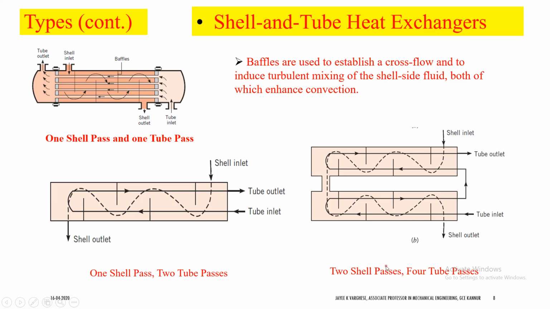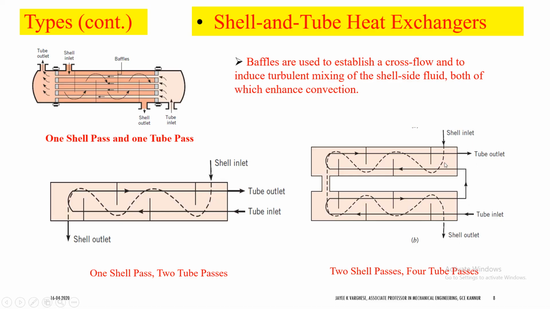And we can have two shell passes and four tube passes like this. Here the shell itself is longitudinally divided into two halves. The shell fluid enters at the right end in the upper half, flows from right to left, is then transferred to the bottom half, and then flows from left to right. The dotted line shows the flow direction of the shell fluid.